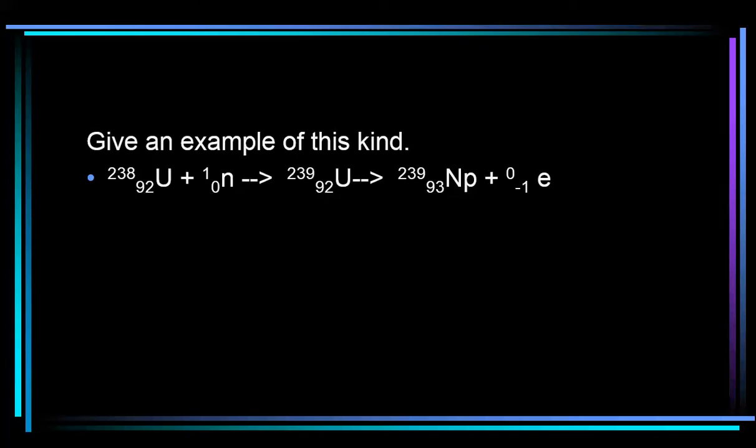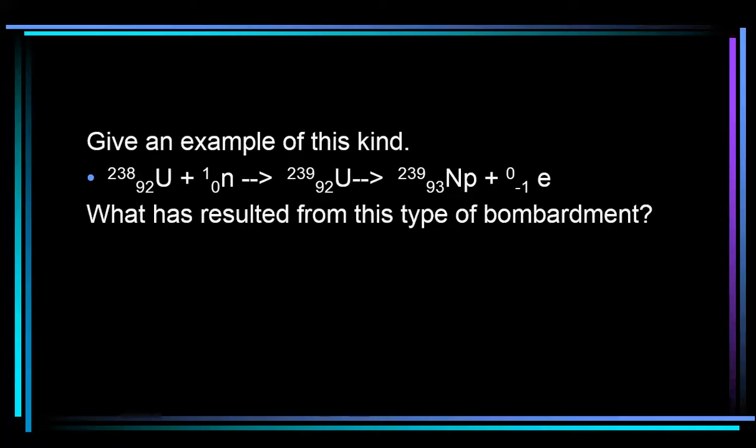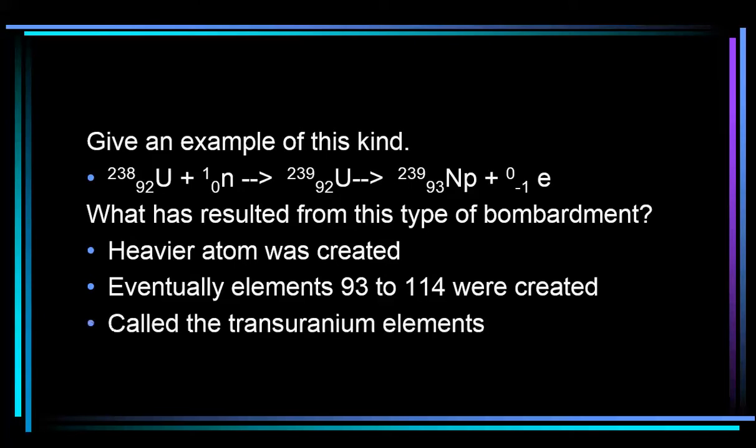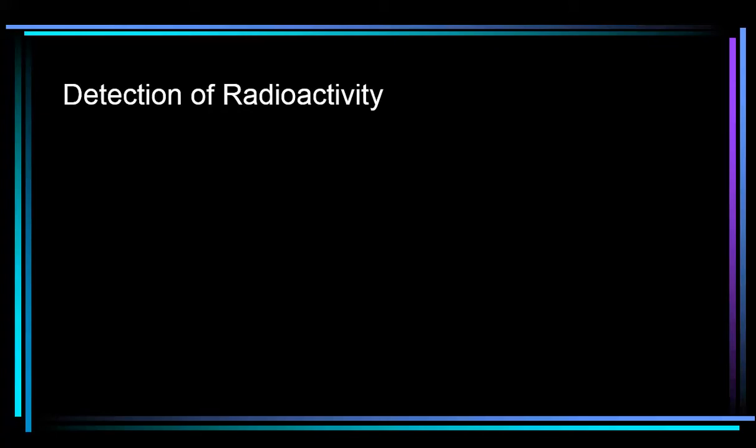What does it mean to be fissionable? You'll find out tomorrow. So, what has resulted from this type of bombardment? Heavier atoms have been created. Eventually, neptunium, plutonium, americium, many of these things were made right here in Oak Ridge through the 1950s and 60s. Americium, in particular, was created here in Oak Ridge. These are called the transuranium elements.